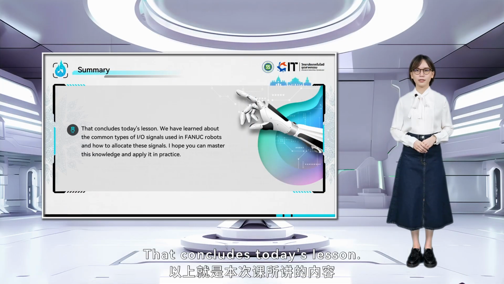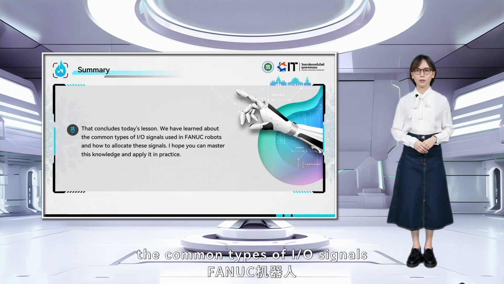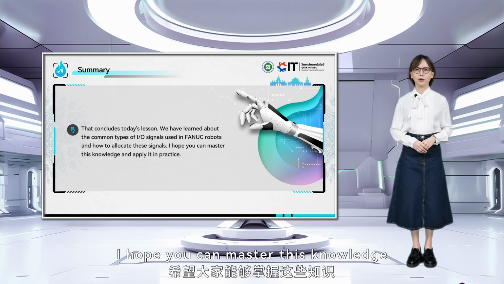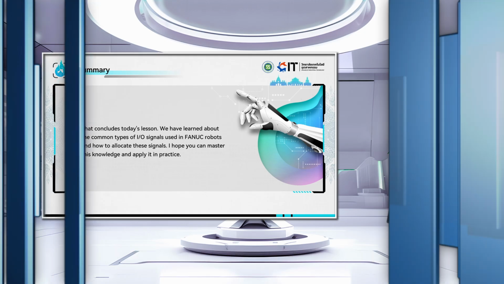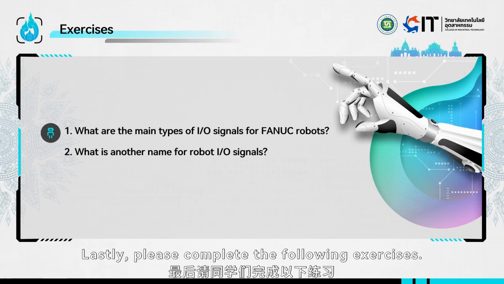That concludes today's lesson. We have learned about the common types of I/O signals used in FANUC robots and how to allocate these signals. I hope you can master this knowledge and apply it in practice. Lastly, please complete the following exercises.